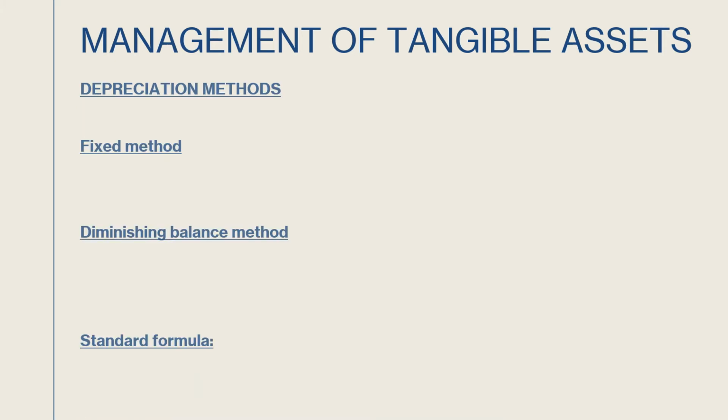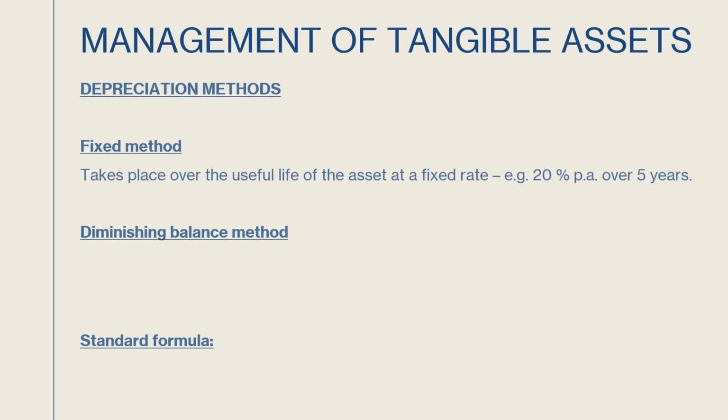So if we just look at the two different depreciation methods, the fixed method takes place over the useful life of an asset at a fixed rate. So basically we are going to say that we make provision for 20% depreciation over 5 years. This will be your cost price method. We take 20% on the cost price of the asset, so every single year it's going to be 20% on the cost price. So your depreciation every year is basically going to stay the same.